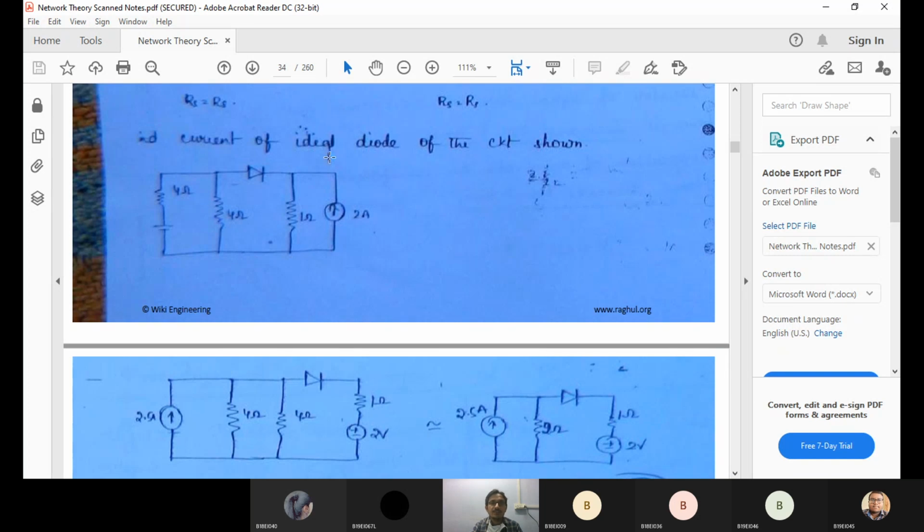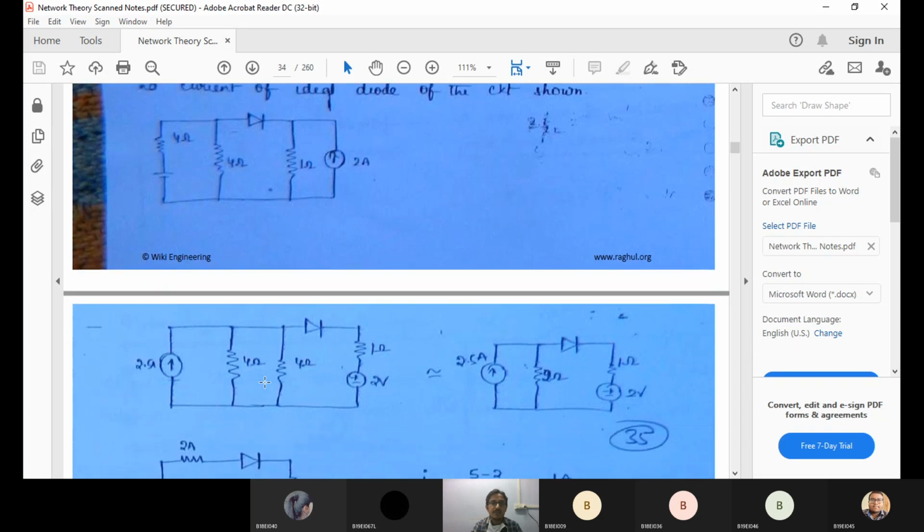So here, find the current of the ideal diode of the circuit shown. Okay, this is the ideal diode. So find out the current through it. Two things that we are doing here. This is the 10 volt source. Here it is not mentioned, it is 10 volts, actually in scanning it is missed. 10 volts and 4 ohms, 1 ohm and 2 ampere. So we'll just come here.